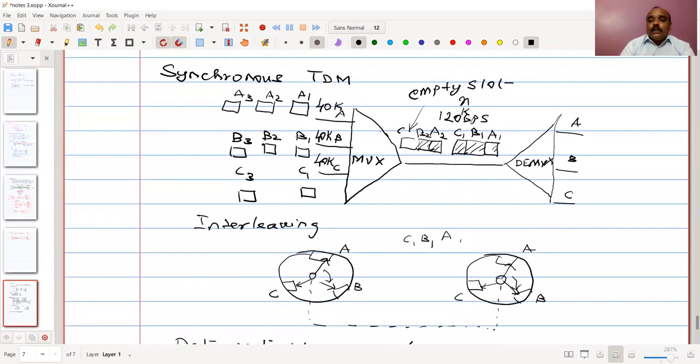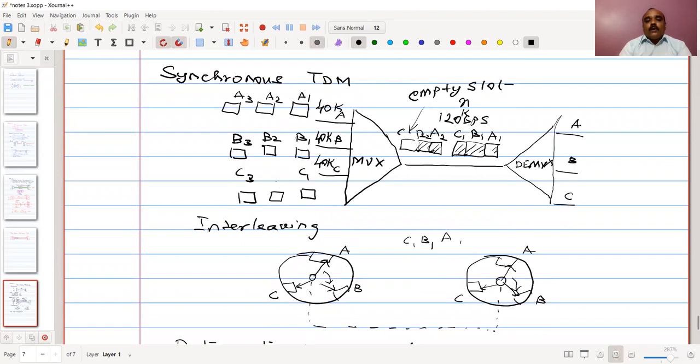Okay. So in synchronous TDM, we are going to assume that there are three users. And in a given time period, the data from these lines are picked and combined together. Okay, this is like an interleaving synchronous switching. And if certain data is not given by a user, that will go as an empty slot.